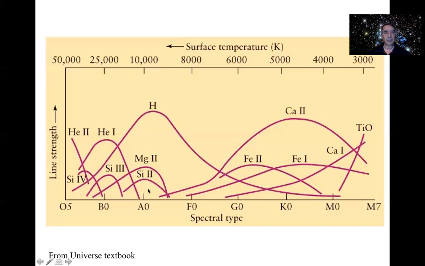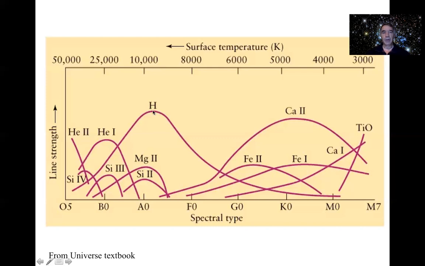So there are 3 different ions of silicon here giving rise to lines: silicon-2, silicon-3, silicon-4. Each of them will have a particular temperature at which the strength of their lines peaks.